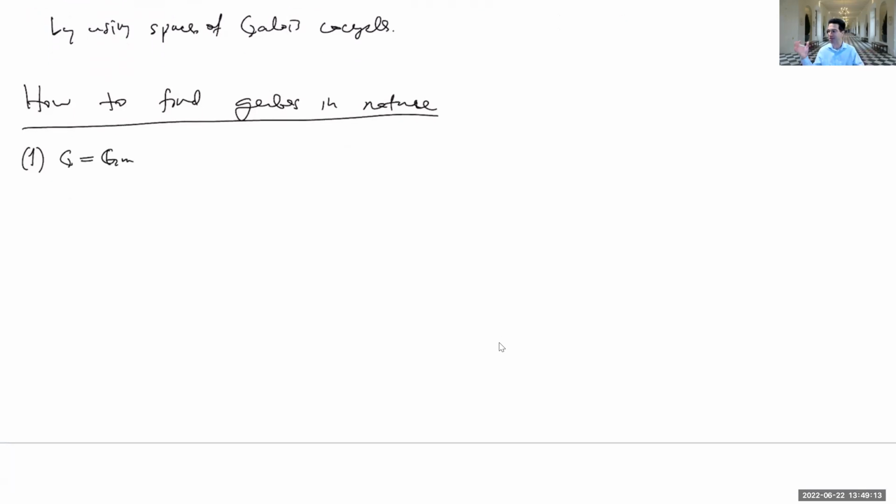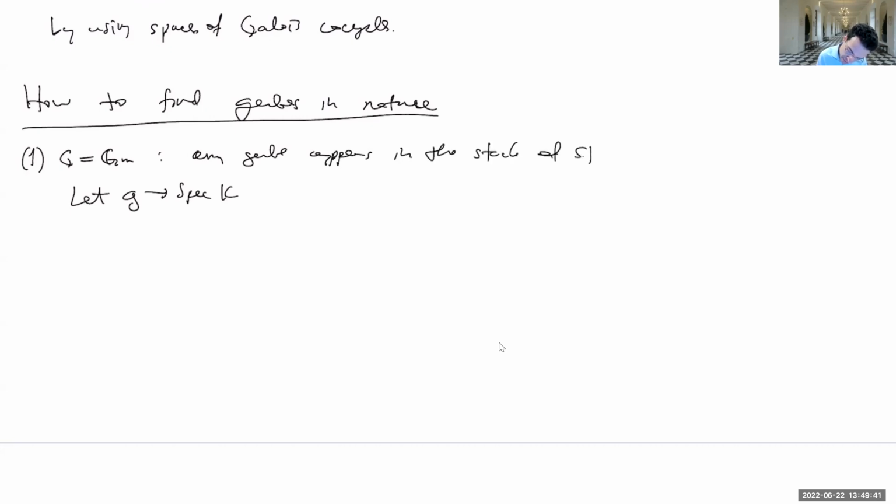So let's think about Gm. Gm is not a finite group, but I want to tell you a way to make any Gm gerbe appear in a natural moduli space, a single natural moduli space. So let G go to Spec K. Here's what's going to happen. Any gerbe appears in the stack of stable sheaves on P2. Okay, so I don't know, is this obvious to you?